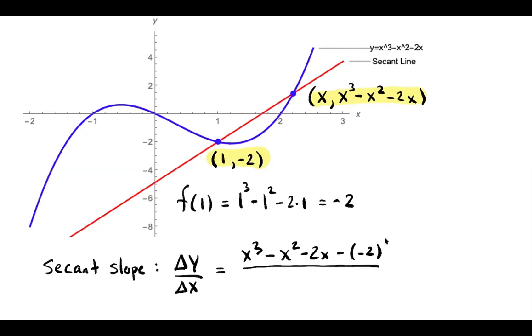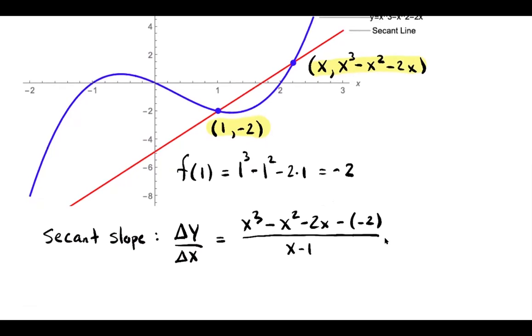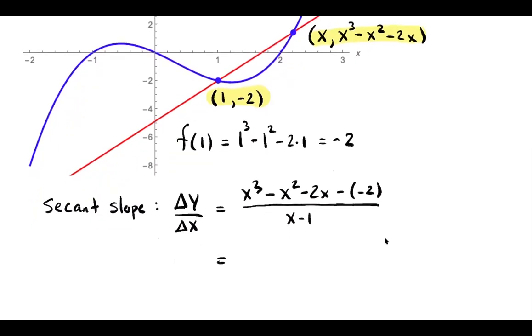Then I have to take the change in the input coordinates. The corresponding change in the input coordinates is x minus 1. If I try to simplify that just a teeny little bit, there's not much I can do. I'll just write it in nicer handwriting: x cubed minus x squared minus 2x, and subtracting negative 2 is like adding 2. So what is this expression that we've written down? It tells us the slope of that red line given an x value, given the second coordinate on it.